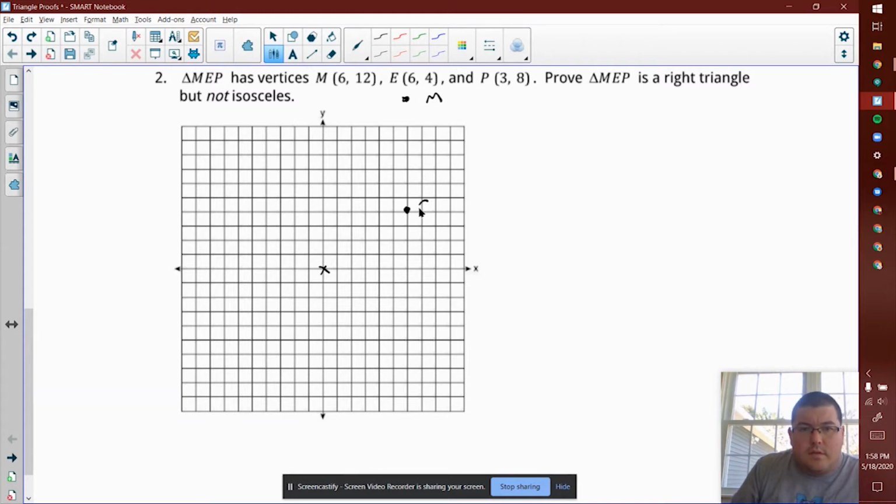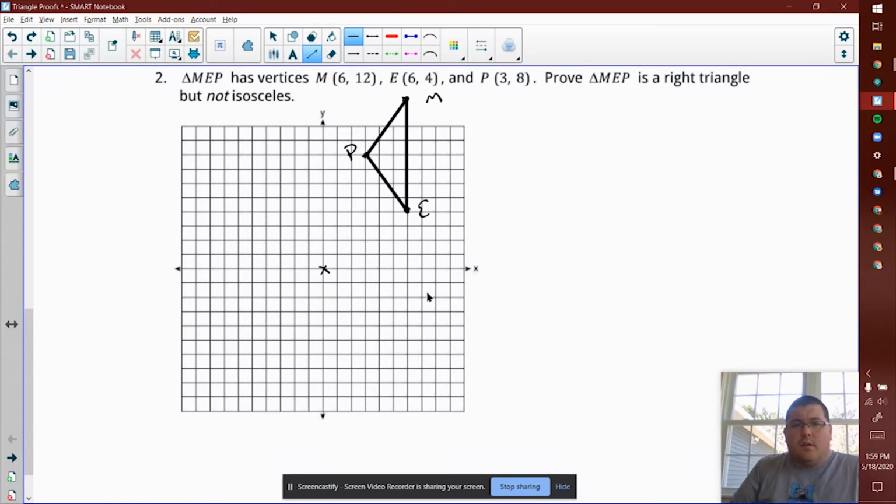So there is E. And then 1, 2, 3, 1, 2, 3, 4, 5, 6, 7, 8. There is point P. And so again, we can grab our straight edge and we can sketch this in. And so the question is, can we prove that this is a right triangle?